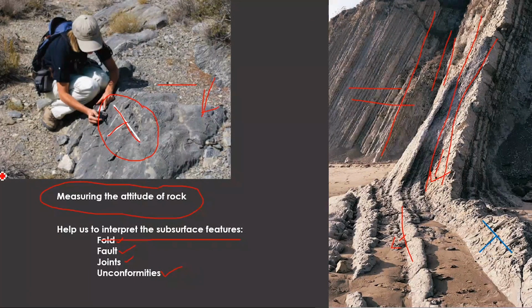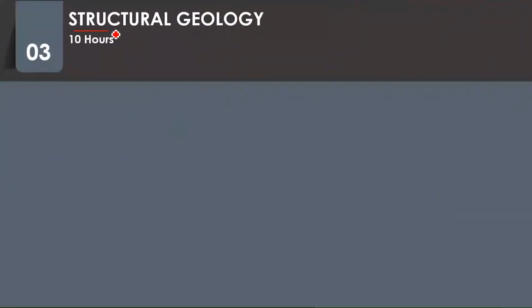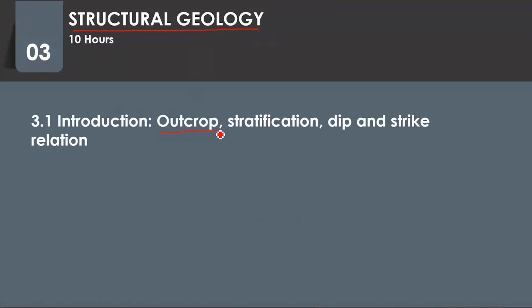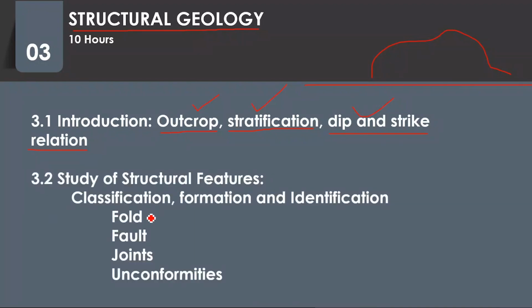So the study of these features, which are expected to be there under the surface or sometimes exposed on the surface, is a branch we call structural geology. In structural geology we are going to study what an outcrop is, what stratification is, what dip and strike are, and what the relation between dip and strike is. These are a few points we will be studying, basically about the outcrops exposed on the surface. That study will help us understand the structural features we just discussed: fault, joints, and unconformity.